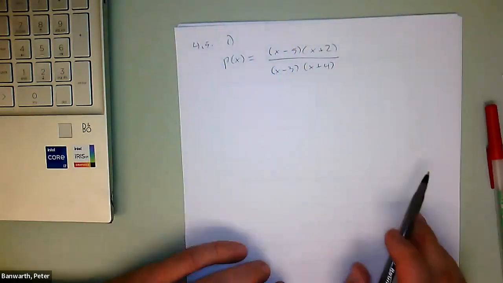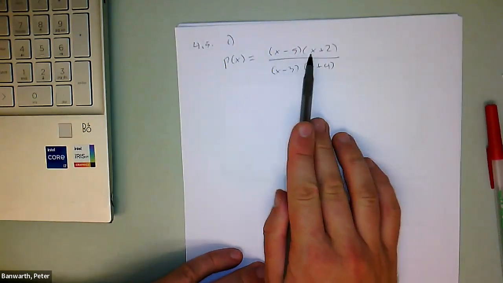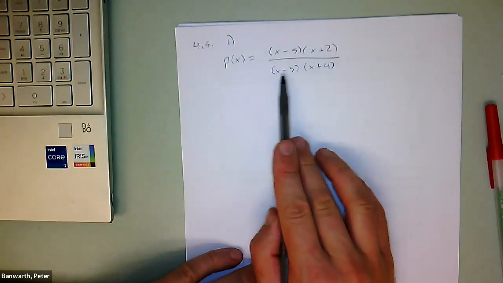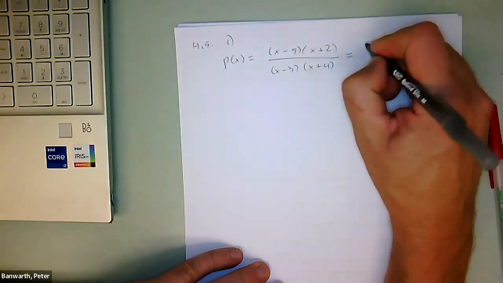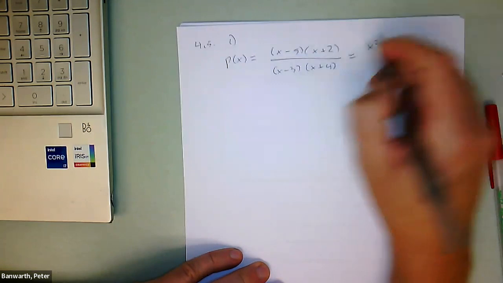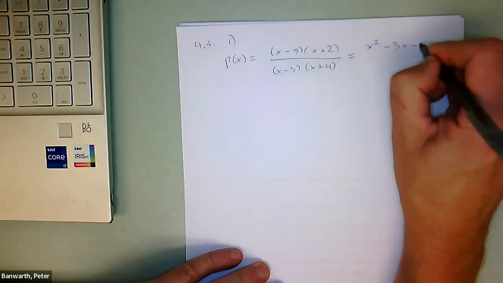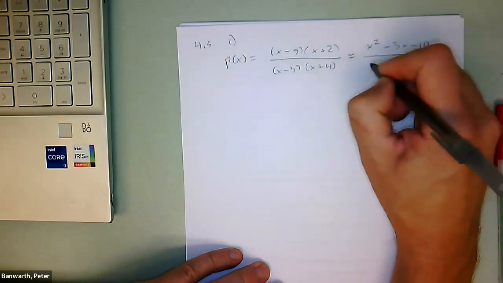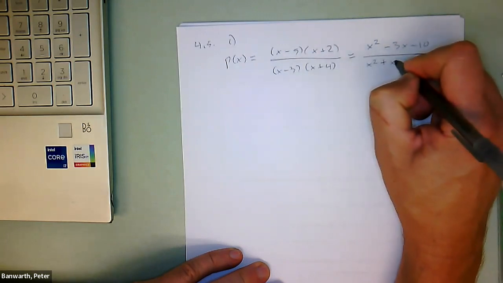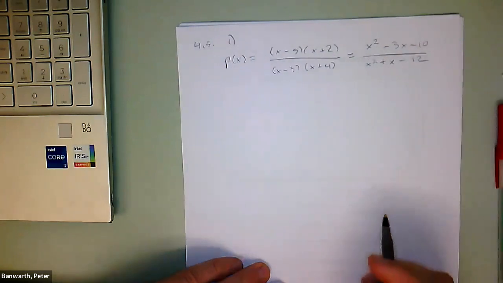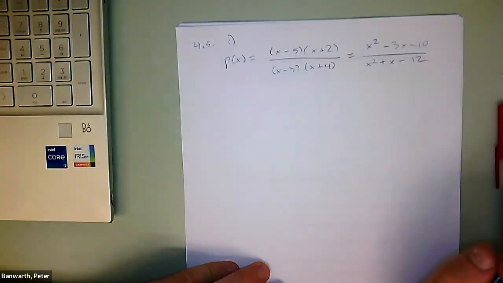So there's my polynomial, x minus 5 times x plus 2 divided by x minus 3 times x plus 4. And I'm happy to go backwards at this point. That's x squared minus 3x minus 10, and x squared plus x minus 12. So if I wanted to write it multiplied out, that's what I should get.